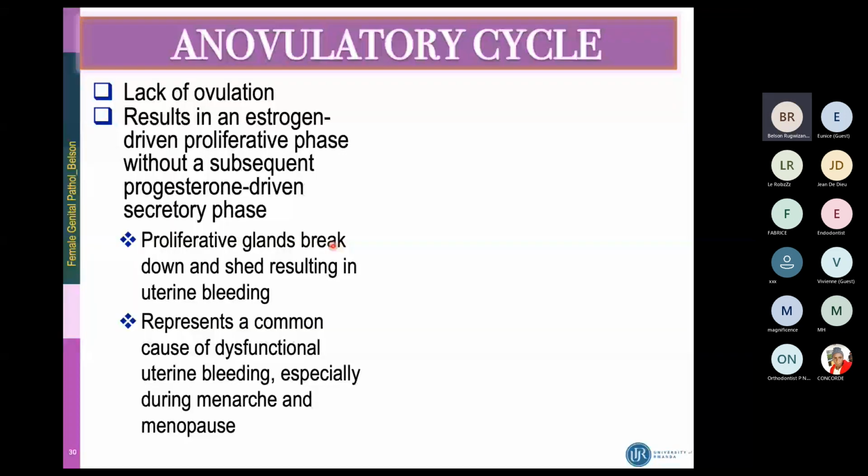So an anovulatory cycle is so called when there is a lack of ovulation. The cycle is there but no ovulation. Normally ovulation does not occur when a woman is pregnant or when she has gone into menopause. If it is absent and her cycle still occurs, what has happened? It results in an estrogen-driven proliferative phase without a subsequent progesterone-driven secretory phase.